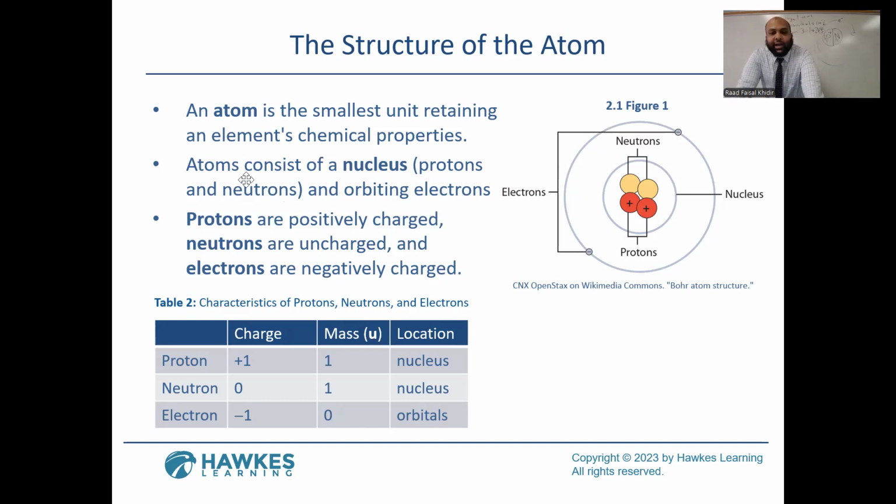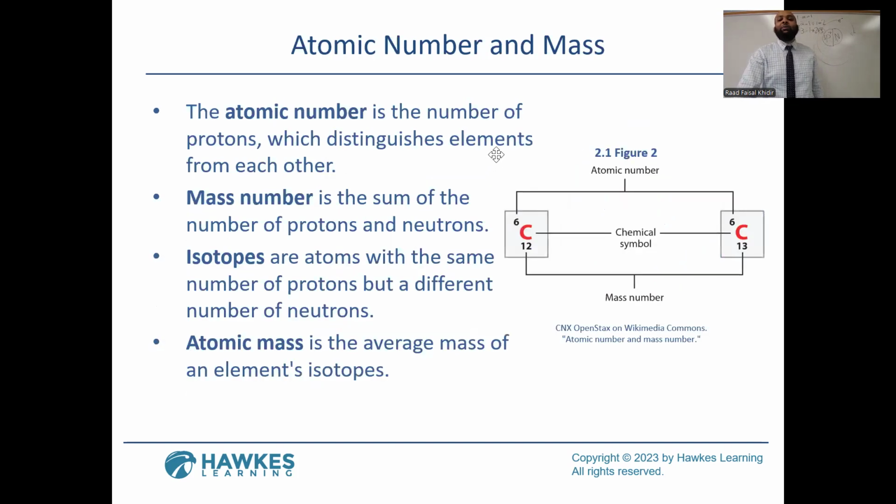So if you look at the slide, atoms consist of a nucleus, with protons and neutrons, and orbiting electrons. Protons are positively charged, neutrons are uncharged, and electrons are negatively charged. The atomic number is the number of protons, which distinguishes elements from each other. We talked about that. We talked about this last week.